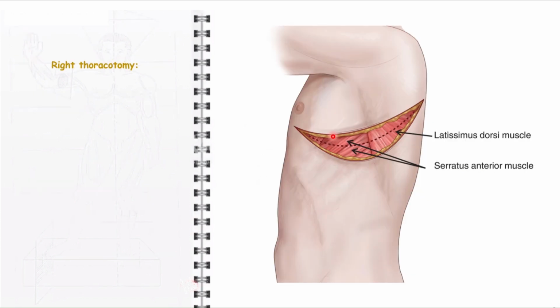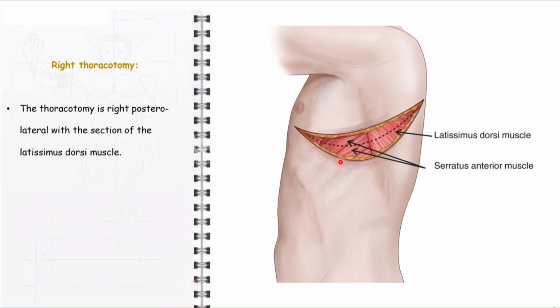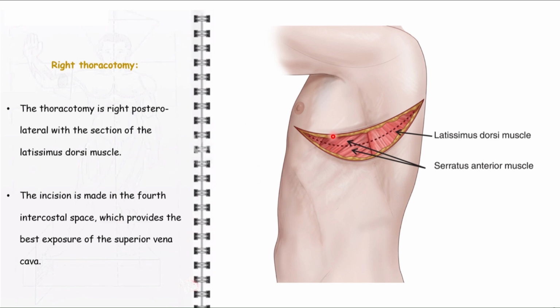Right thoracotomy. The thoracotomy is right posterolateral with the section of the latissimus dorsi muscle. The incision is made in the fourth intercostal space, which provides the best exposure of the superior vena cava.